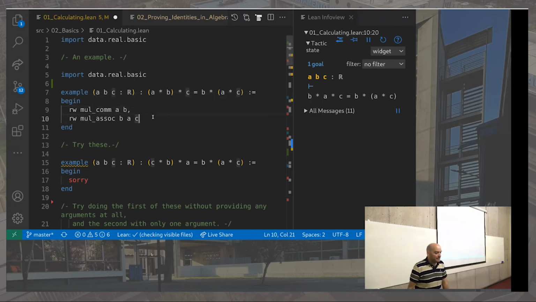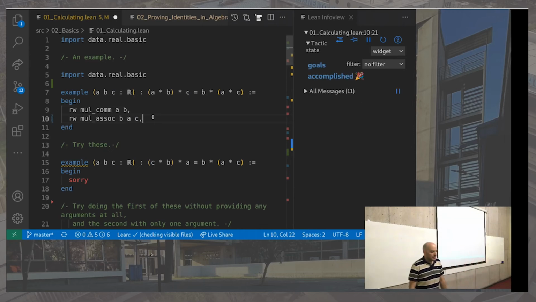And we see that, sorry, now Lean is happy. Okay, so you were using two theorems there. Yes, I used commutativity of multiplication and associativity of multiplication.